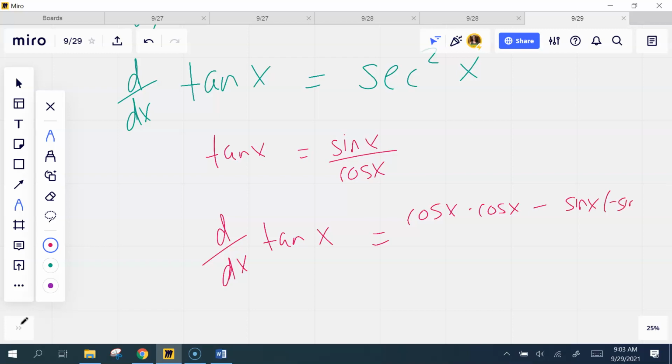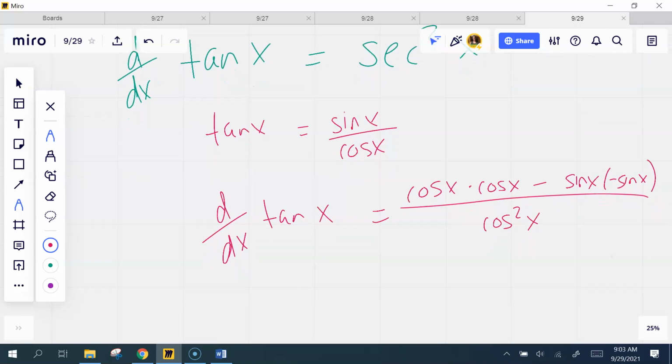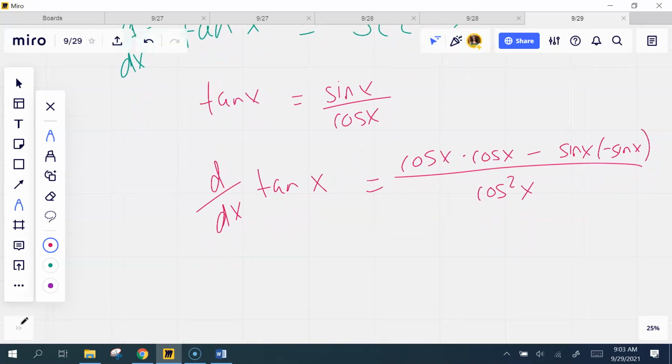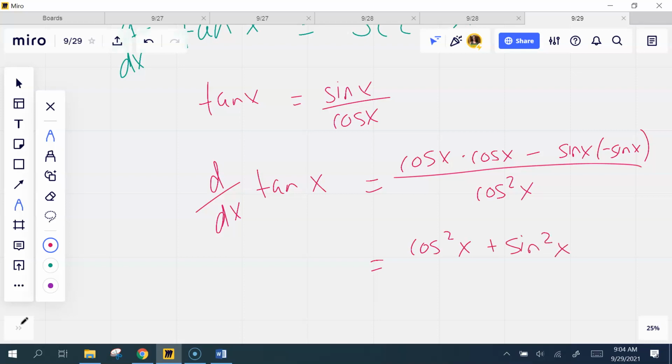Wait, so the derivative of... all over, right? So the derivative of cosine x is negative sine x? Yes. So this is cosine squared x plus sine squared x over cosine squared x.